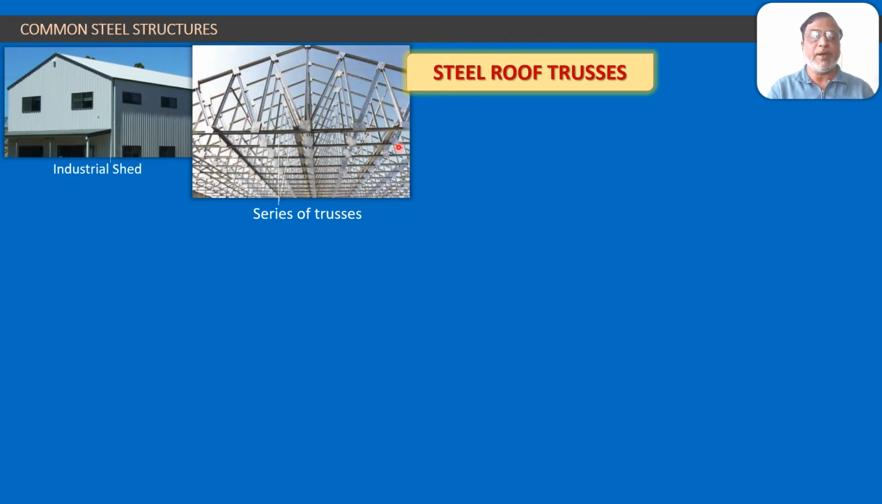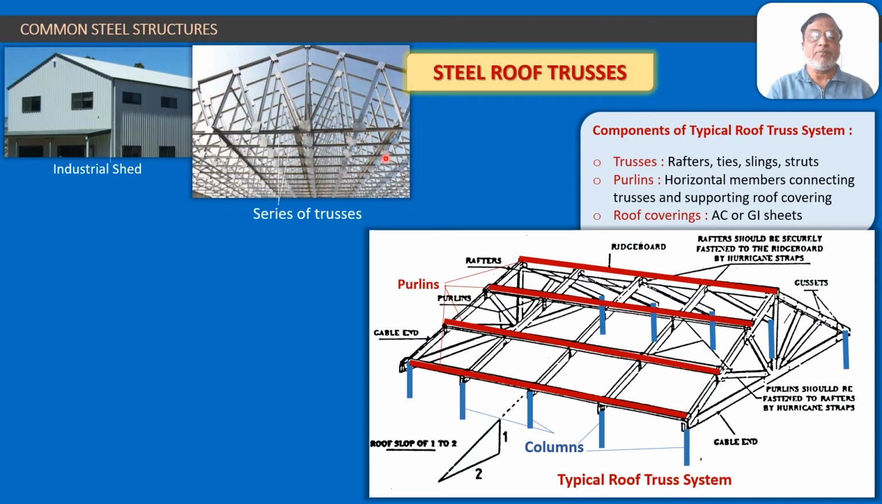This type of steel framework is called a series of trusses. So a truss is a steel framework made up of triangles. A steel structure, these roof trusses, they are made up of steel angles. Also the steel towers in the earlier slide are made up of steel angle sections. Now here we see a complete typical steel roof truss system.